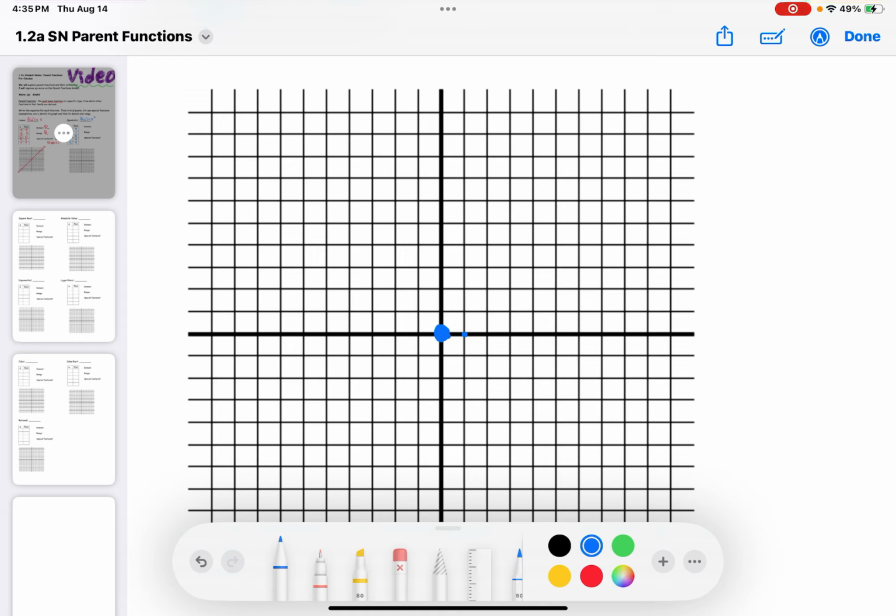Okay, 1 squared is 1. 2 squared is 4. 3 squared is 9. And then we know a parabola, a quadratic, is perfectly symmetrical, so it's the exact same thing on the other side of the y-axis. And here is our quadratic parent function.